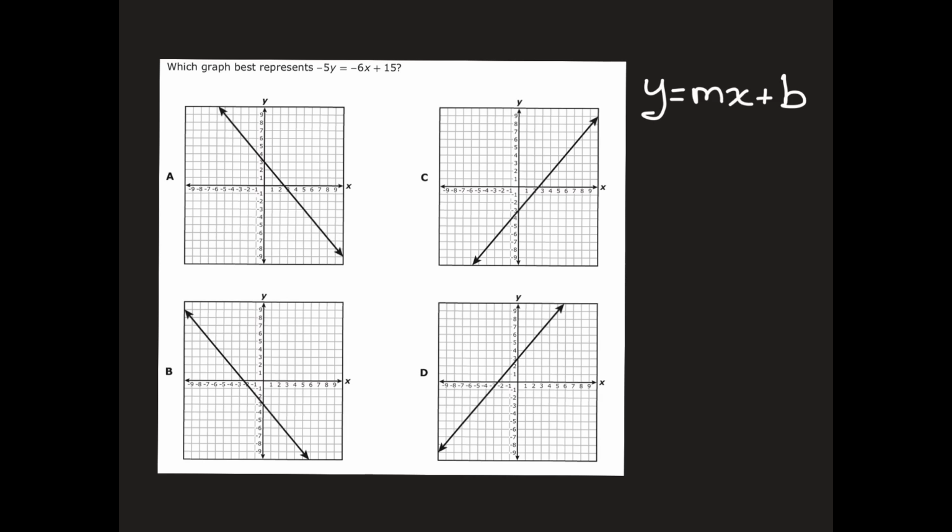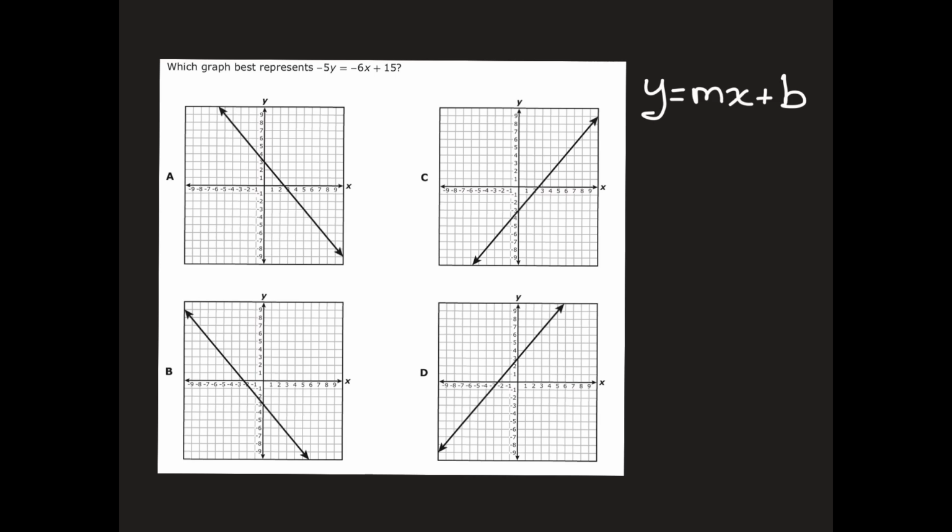To be able to answer this question, we need to know the starting point of the line, b, also called the y-intercept. And also know the slope, so we know how the line moves, up, down, and how fast. The problem is that the equation is in the form negative 5y equals negative 6x plus 15, and it's not the y equals mx plus b form, where we can see the slope right away and the y-intercept. So we need to change the equation by solving for y.